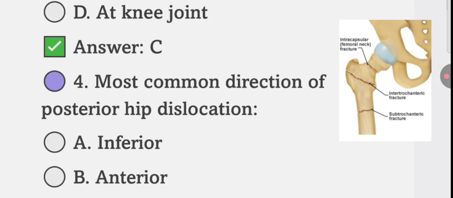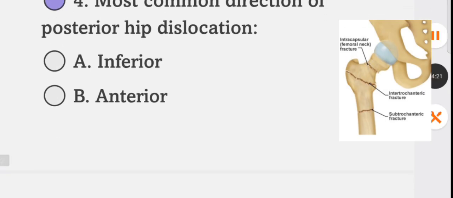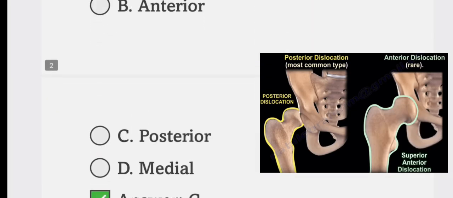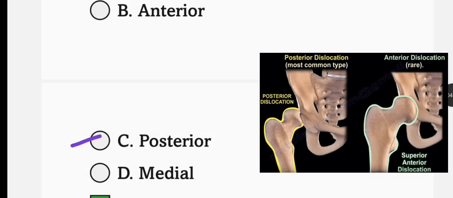Now come to the fourth question. The fourth question is the most common direction of posterior hip dislocation. This is a commonly asked MCQ, and frequently repeated. Most common direction of posterior hip dislocation means the femoral head is dislocated backward. The options given are inferior, anterior and posterior. So option C is the correct option.